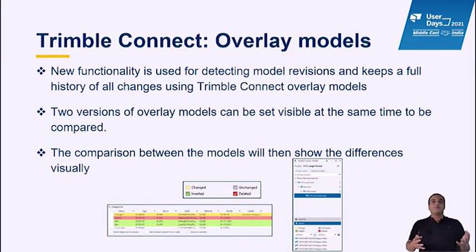The overlay model function allows you to keep track of different model regions along with the history of changes. You can set two versions of the model as visible at a time and can compare them. And the comparison between the models will be listed out in different colors so that it can be easily seen, and also it will be colorized in the model also. For example, the yellow color is for changed objects, gray is for unchanged, green is for the newly added, and red is for deleted.